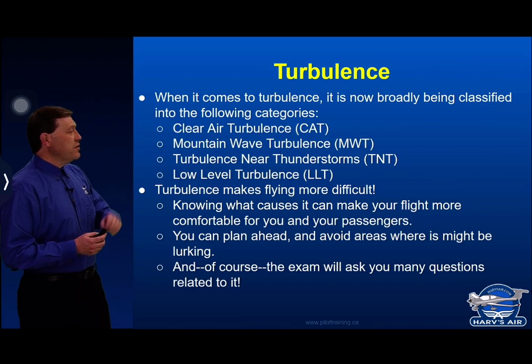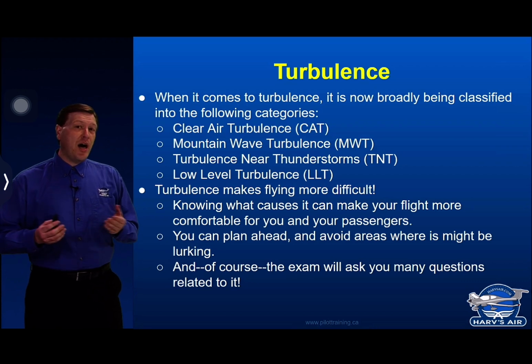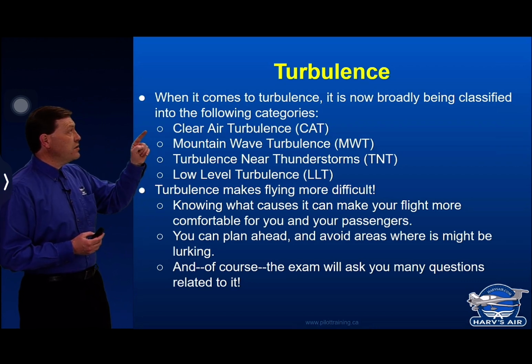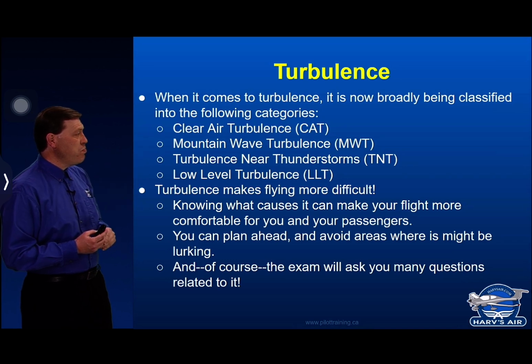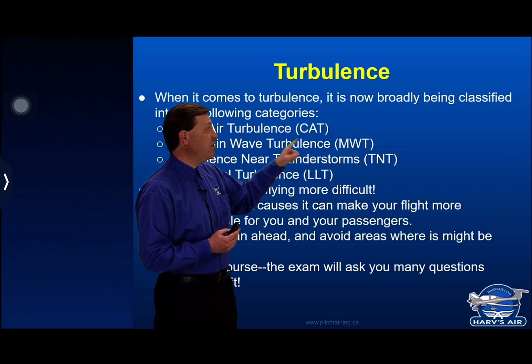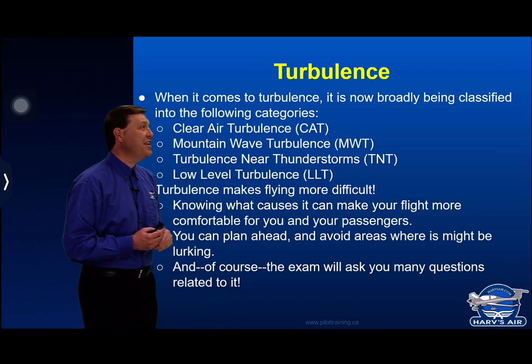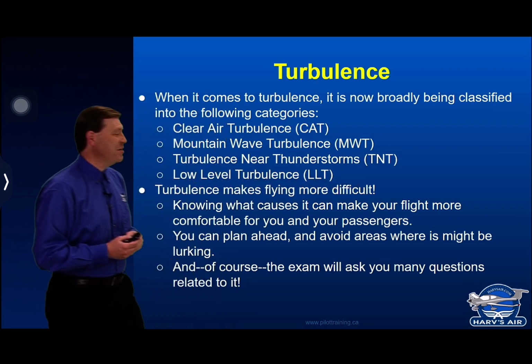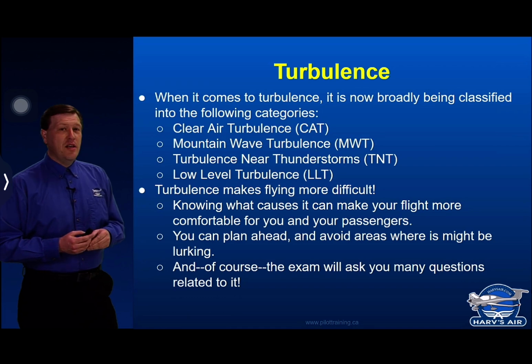When it comes to turbulence, it is now broadly being classified into the following categories. We have what is known as clear air turbulence. We have mountain wave turbulence. We have turbulence near thunderstorms. And we also have low-level turbulence. And notice, like everything else in aviation, we like to give various abbreviations for them. I love this one here, TNT, turbulence near thunderstorms.